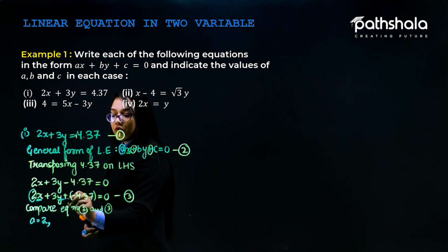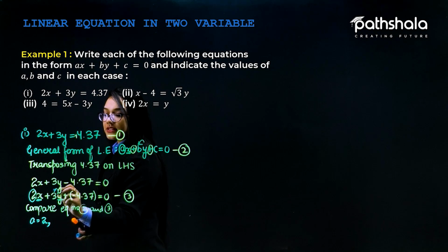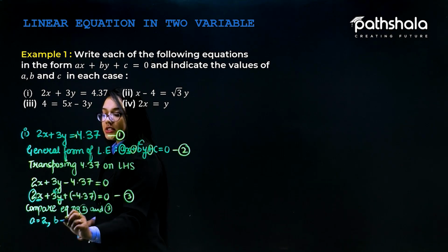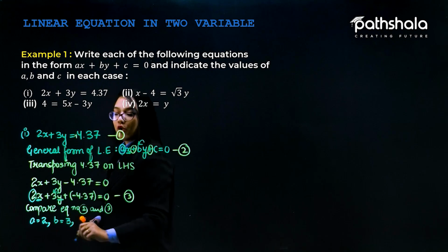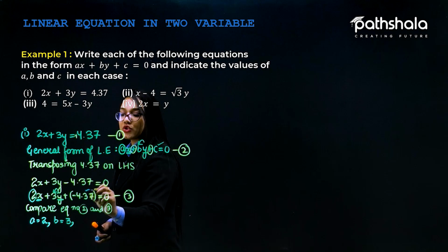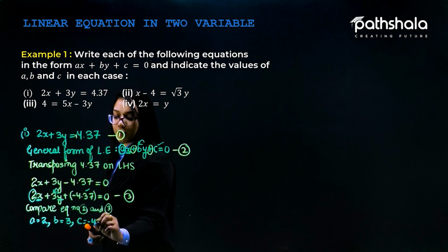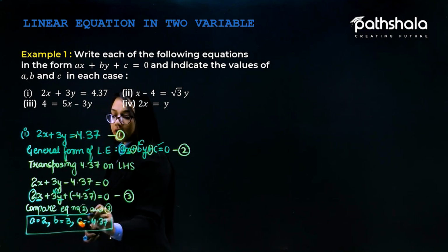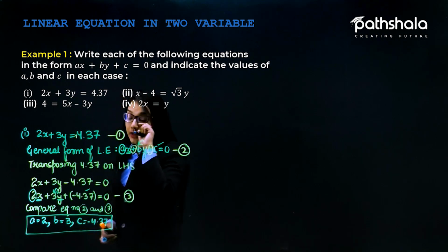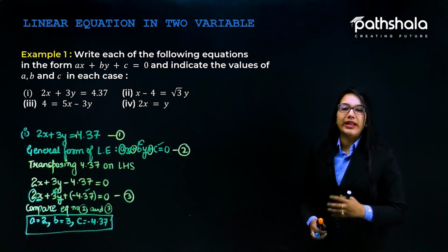Furthermore, we have y over here. We have the coefficient of y as b, and the coefficient of y as 3. So it means that b is equal to 3. Now we have the constant as c, and the constant as minus 4.37. So c is minus 4.37. At the end, we have concluded that the value of a is 2, the value of b is 3, and the value of c is minus 4.37.